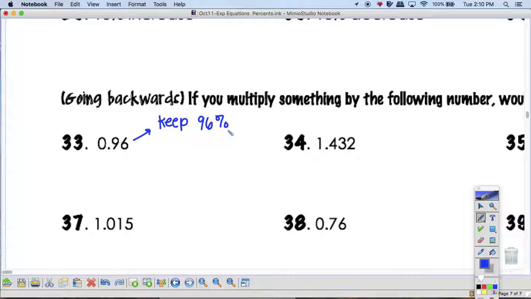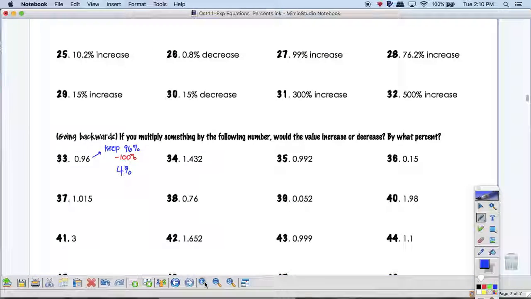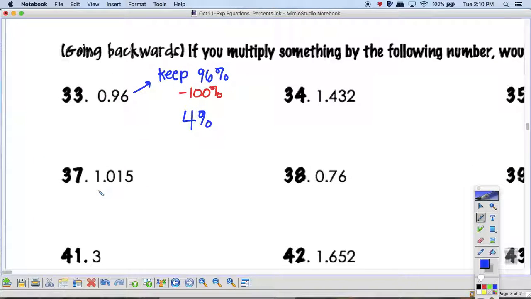And then I need to figure out how far away that is from 100. Okay, so how far away is this from 100%? 96% is 4% away from 100. Okay, you would get a negative here, but the negative just tells you that it's going to be a 4%. It says, did the value increase or decrease? So we need to say 4% decrease. Okay, it did say to spell out increase or decrease.